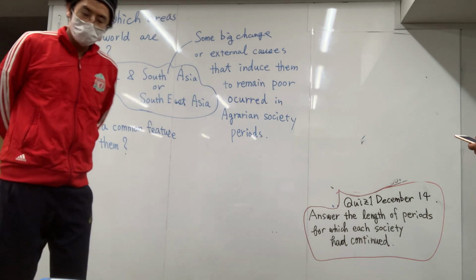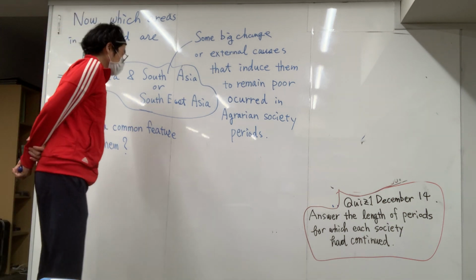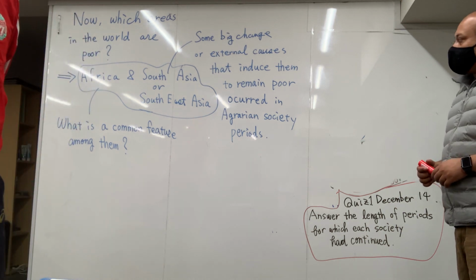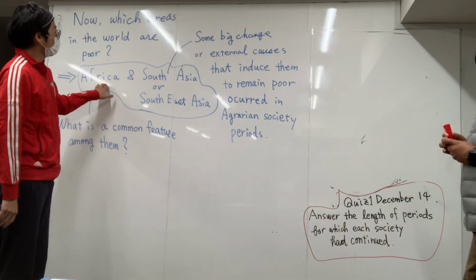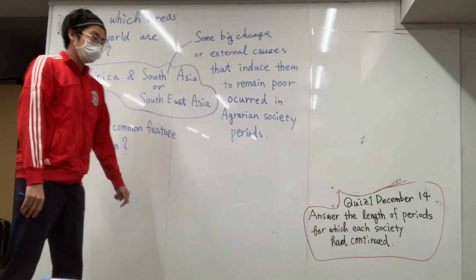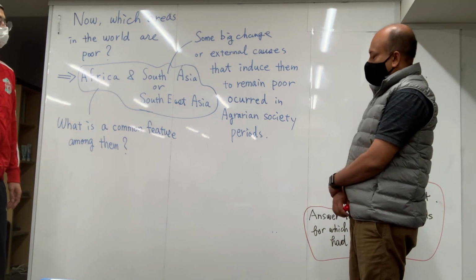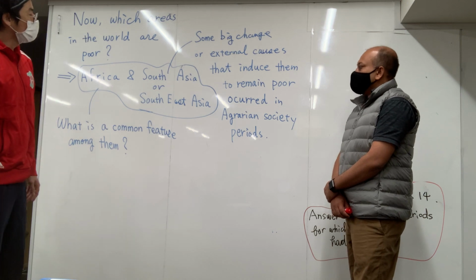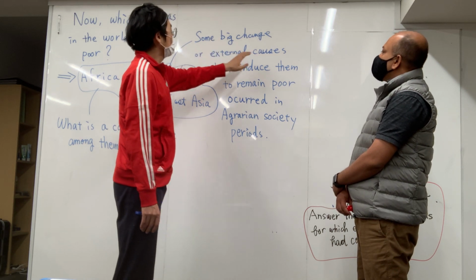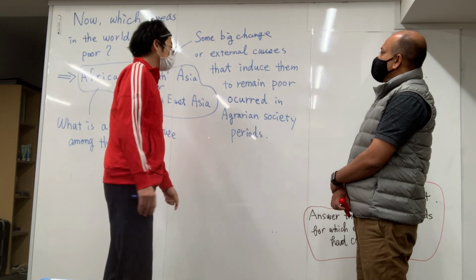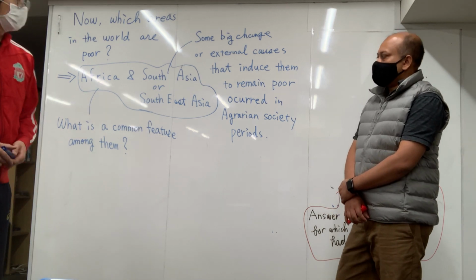We are now studying International Development Economics. We asked which areas in the world are poor and gave the answer already: Africa, South Asia, and Southeast Asia. And I'm asking what is a common feature among them. This question can be partially answered by this one: some big change or external causes that induced them to remain poor occurred in agrarian periods. That's what I'm saying. Agrarian period.